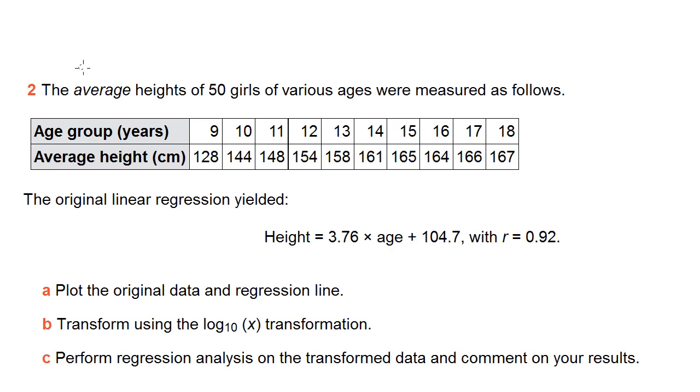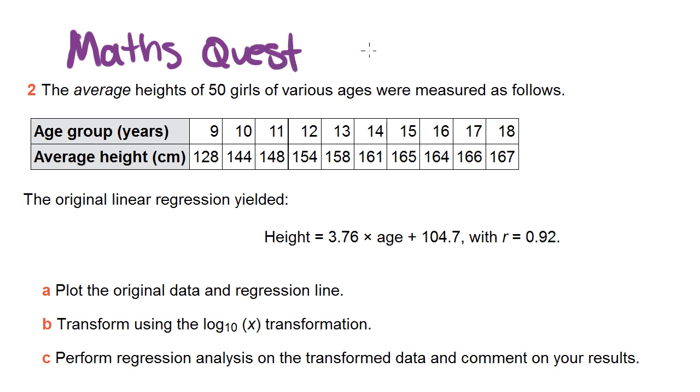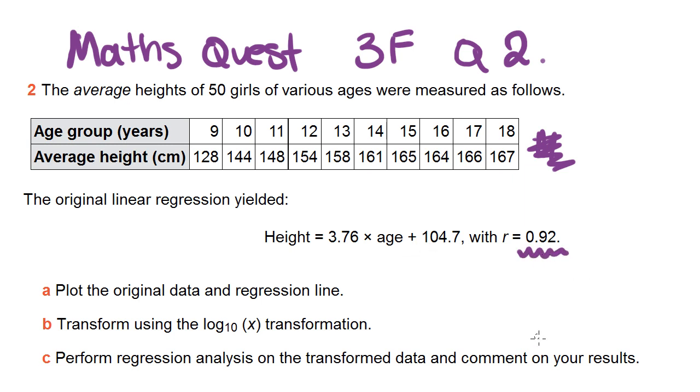So now that we've got the basics of that out of the way, I'm going to go over the question that was sent in. This question comes from the Maths Quest textbook, and it's from exercise 3F, question 2. And the question says this: the average heights of 50 girls of various ages were measured as follows. And then we have a nice table of data, and it tells us the original linear regression yielded this equation: height equals 3.76 times age plus 104.7, with an R value of 0.92.